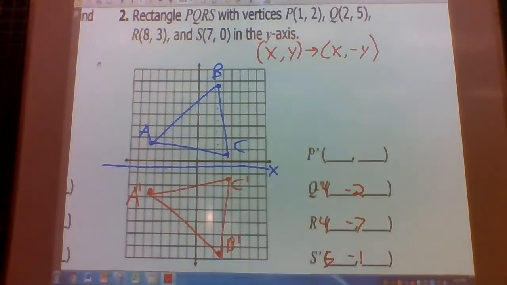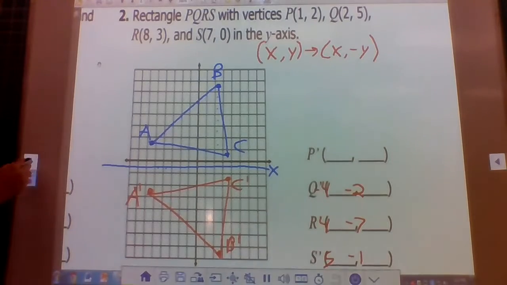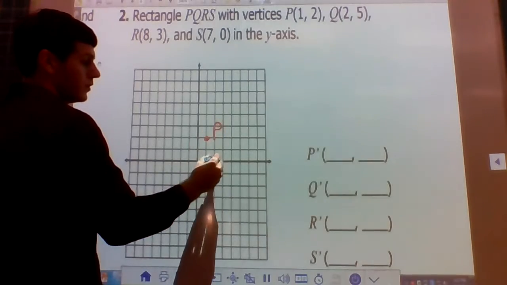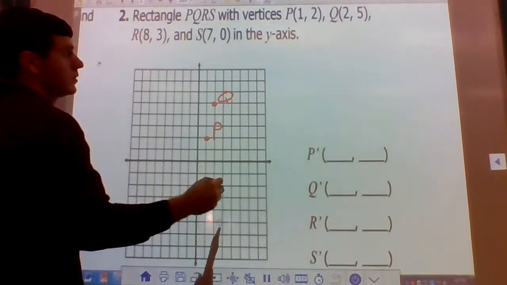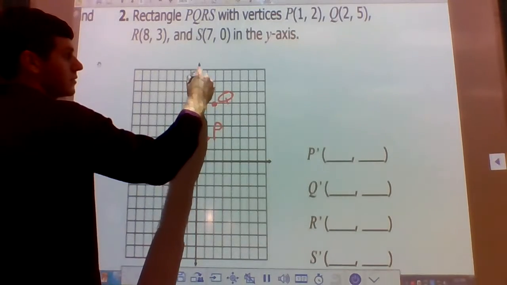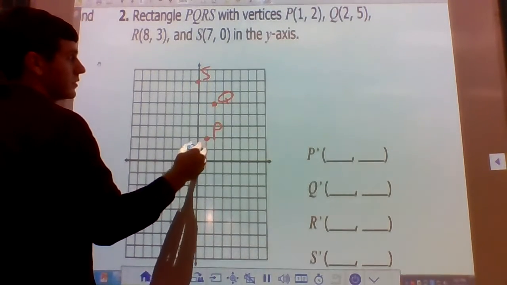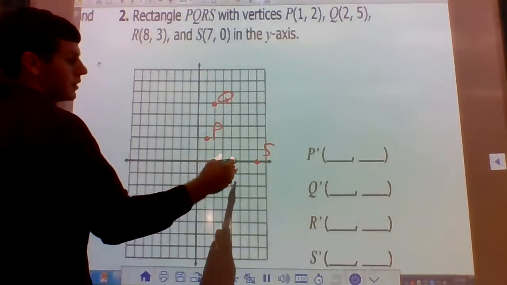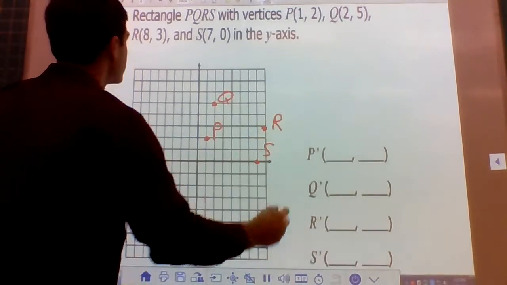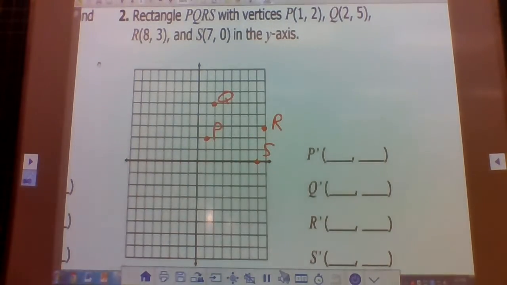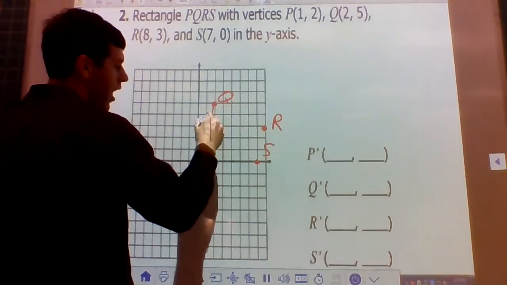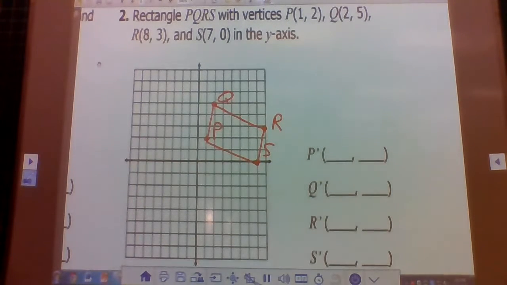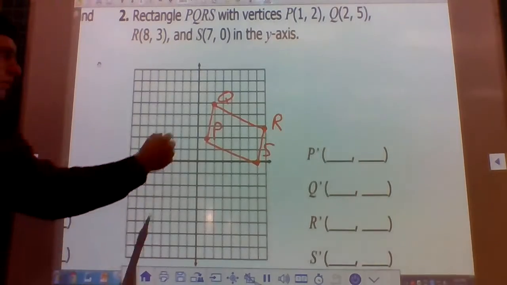So this one we have a rectangle. Okay, so let's graph our rectangle. 1, 2 is P, 2, 5 is Q, 0, 7 is S, 7, 0 is S, and 8, 3 is R. But we want to reflect this over the y-axis, so here's our y-axis.